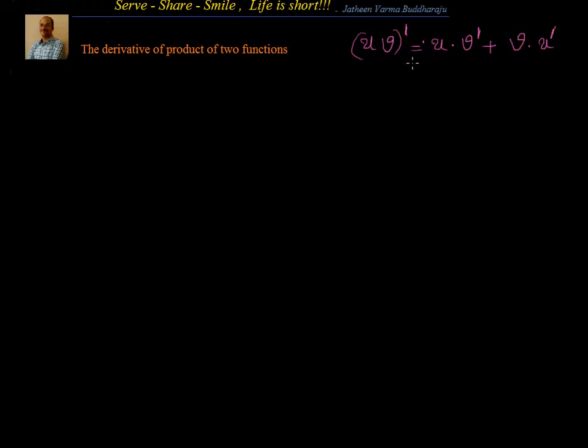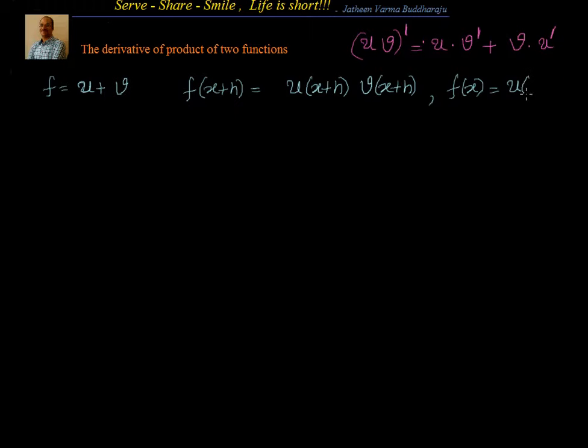u and v are two functions which are mapped from I to R, where I is an interval on R, and u and v are differentiable at x. We want to find out what is the derivative of the product of these two functions at x. So I will say f equal to u into v. Then you can see f of x plus h will be equal to u of x plus h into v of x plus h. Not only that, f of x will be equal to u of x into v of x.